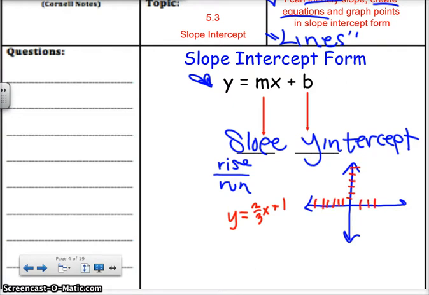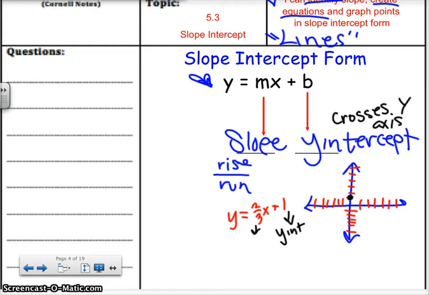I can create a coordinate plane. And it says that right here, this is my y-intercept. My y-int is 1. The y-int 1 means that the line will cross the y-axis at 1. So I can put a dot there. Okay? This is where the line crosses the y-axis. So y-intercept just means crosses the y-axis. This line crosses the y-axis at 1.